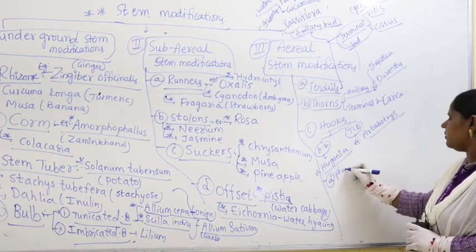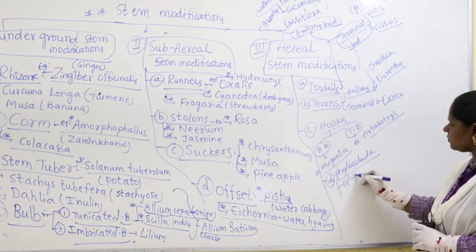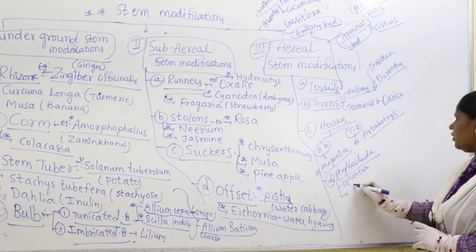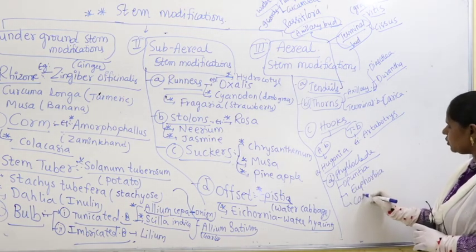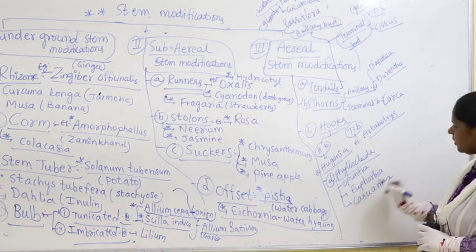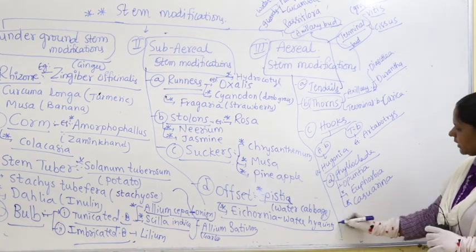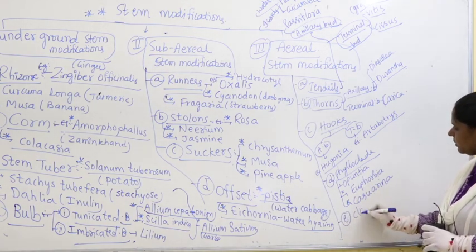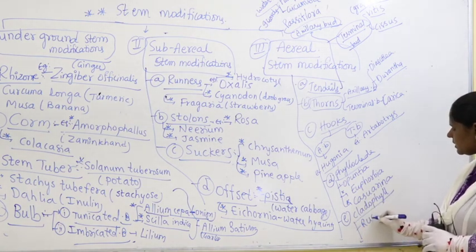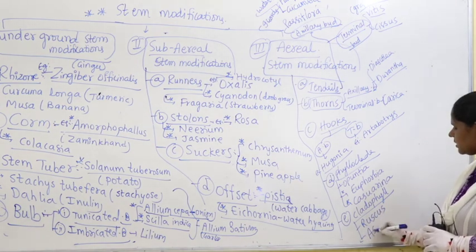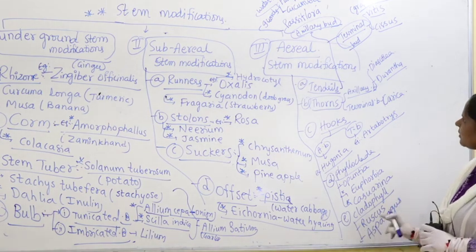Similarly, if you look at Opuntia, right, Euphorbia, and Casuarina. What are the examples? Opuntia, Euphorbia, Casuarina. Similarly, you take cladophyll. What will we write? Ruscus, Asparagus. What are they? Ruscus, Asparagus.